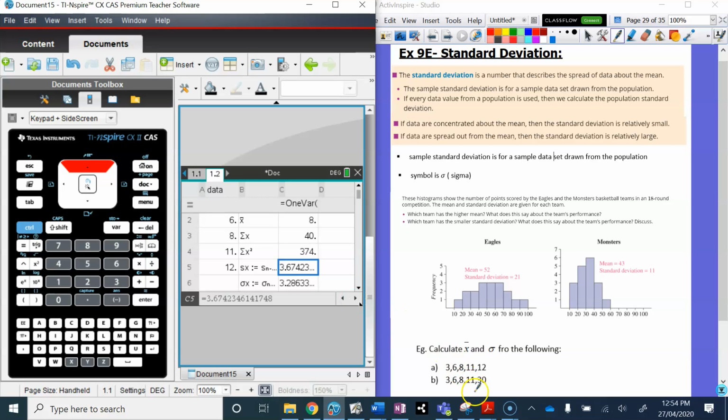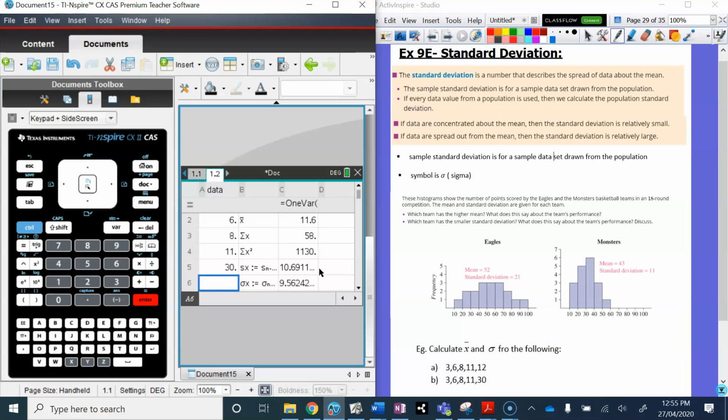Now you'll notice in example B, same set of data except the last number is different. The last number is not 12, the number then is 30. So if I go back here and change that 12 into a 30, you can see what happens to the standard deviation. The standard deviation increases pretty dramatically.